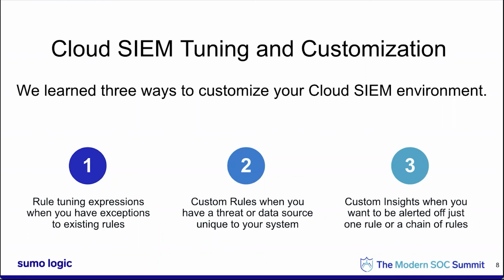So remember, CSE's out-of-the-box rules and insights are great. They'll cover most of your use cases, but we want you to have the flexibility to customize your environment however you want. And we learned 3 ways to do that. First, rule tuning expressions are a simple way to add small exceptions and other clauses to existing rules. Second, custom rules let you write logic that is unique to your system, covers threats or data sources that aren't covered by the built-in rules. And finally, custom insights let you get alerts based on just one rule or a chain of rules.